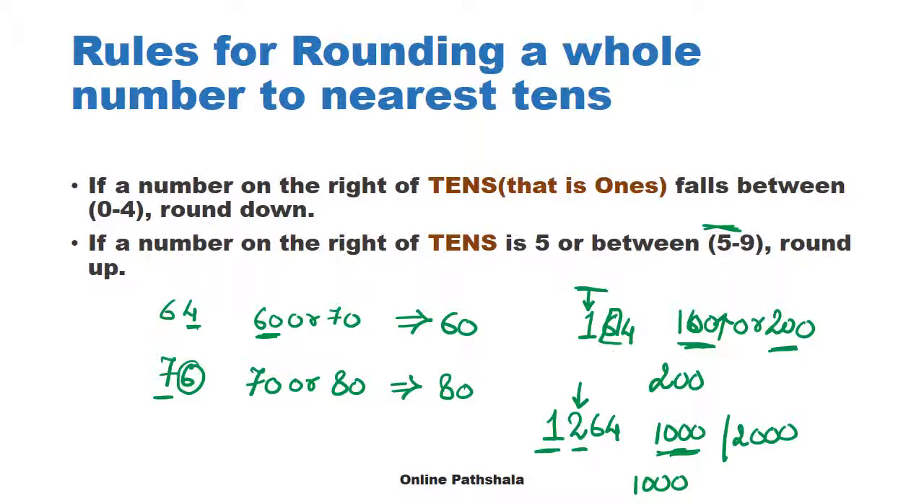So there are two things to look for. One, which are the two nearest values, and then you either need to round up or round down.